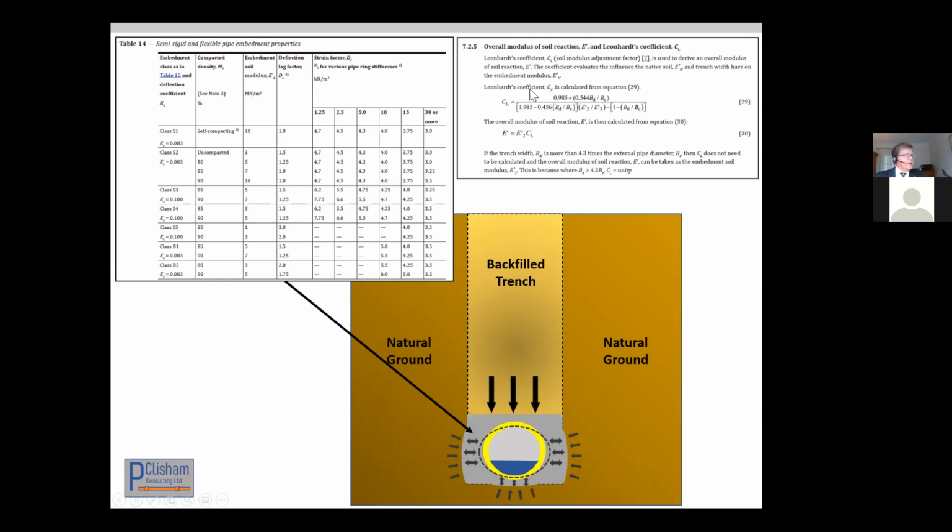And so what you do is you combine the trench width, this is your BD over BC, your E2 and your E3 through Leonhardt's equation. And that can give you an overall soil modulus. And it's a combination of the trench width and the natural ground and the embedment properties.